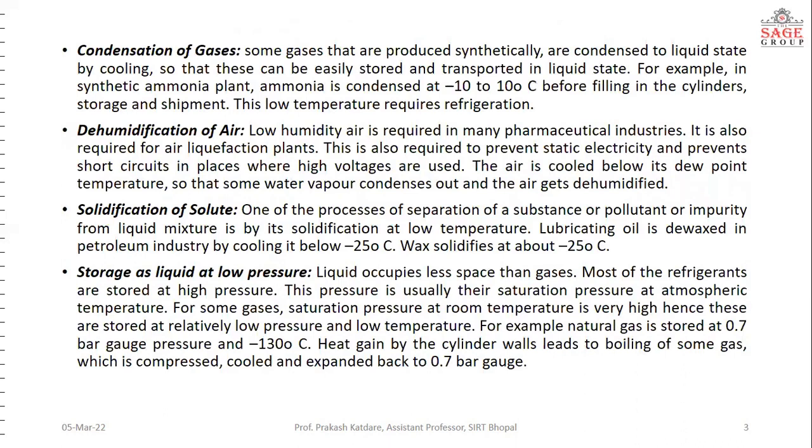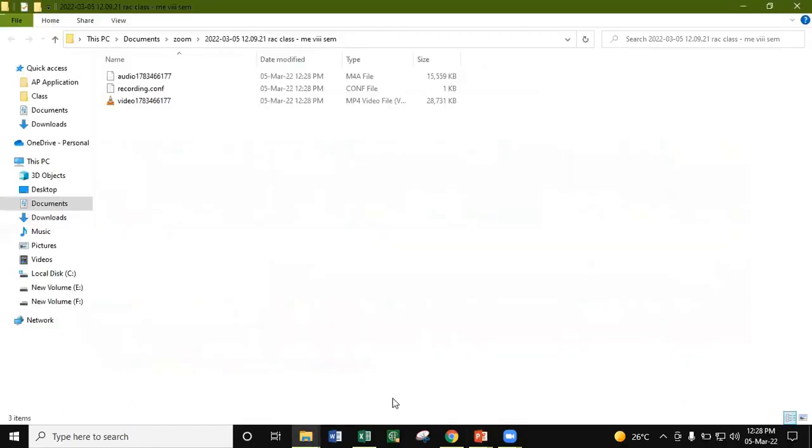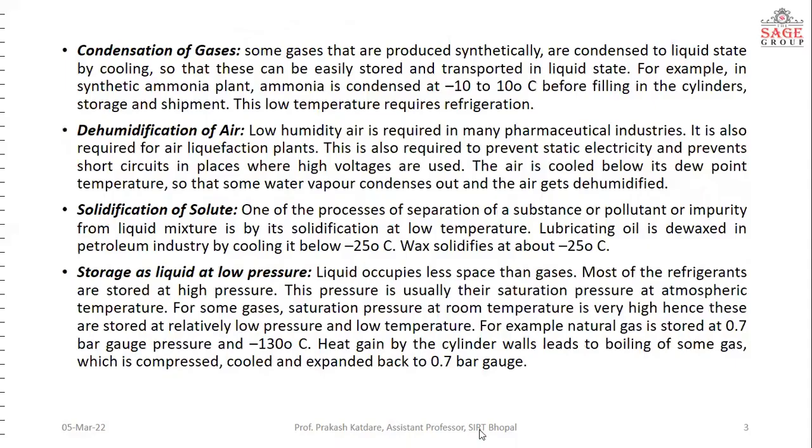The second category is condensation of gases. Some gases that are produced synthetically are condensed to liquid state by cooling so that these can be easily stored and transported in liquid state. For example, in synthetic ammonia plant, ammonia is condensed at minus 10 to 10 degrees centigrade before filling in cylinder for storage and shipment. This low temperature requires refrigeration.